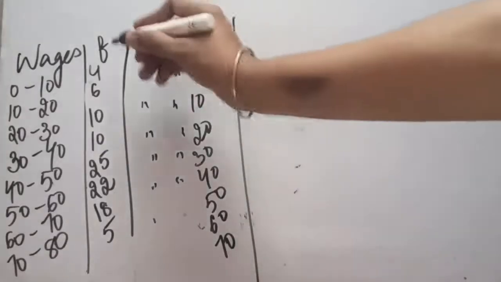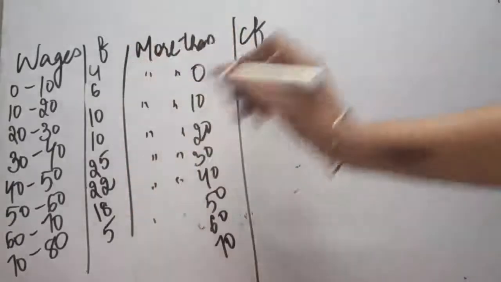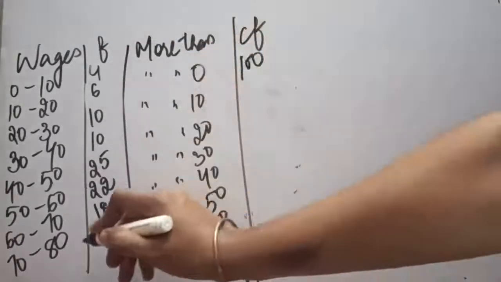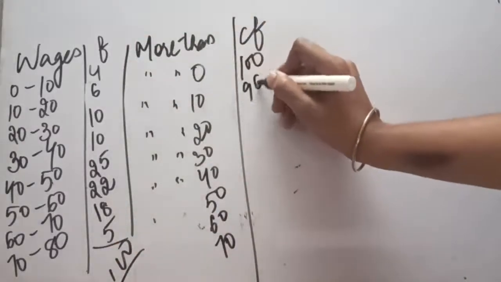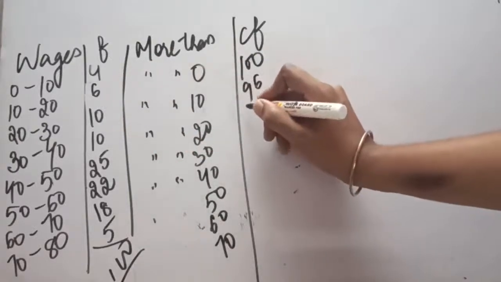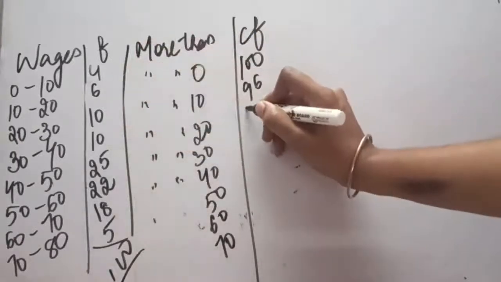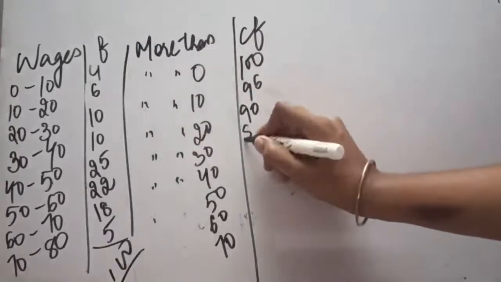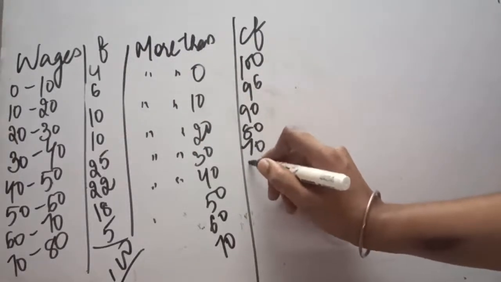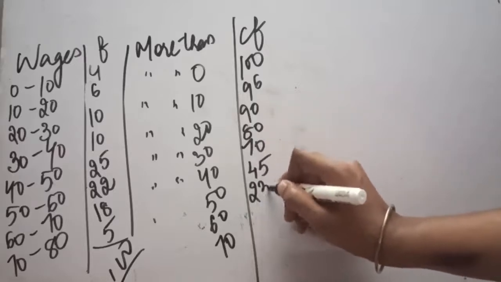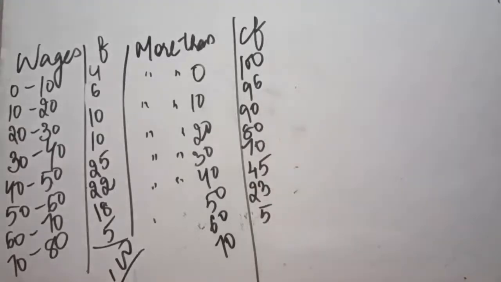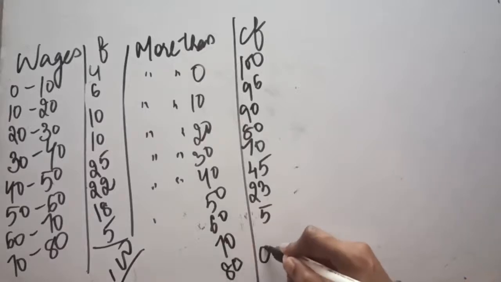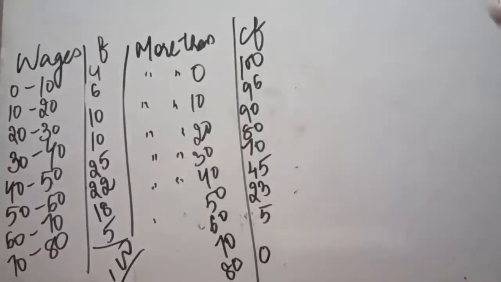Now let us convert the frequency into the CF. It will start with the total because it is a more than series. When you add the frequencies, it will be 100. Next, 100 minus 4, 96. 96 minus 6 will be 90. 90 minus 10, 80. 80 minus 10, 70. Minus 25 is 45. Like this we will calculate, and till 70 you will get these values. So if we have to plot this more than series on the graph, the next value will be 0 because it has been covered by the 100 over here.